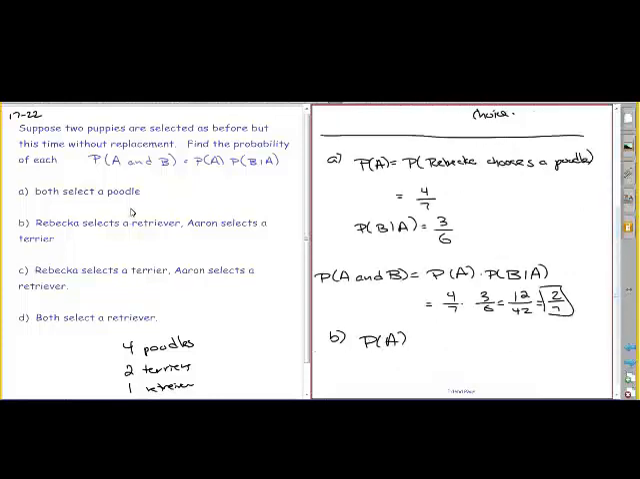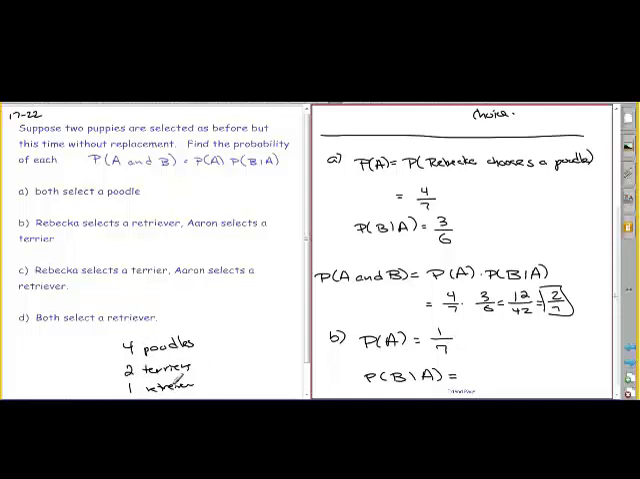So to do the second one, what's the probability of Rebecca picking a retriever? What did we do? We looked at how many poodles we had divided by the total number of dogs. So how many retrievers do we have? 1. How many dogs do we have? We're starting over again, so 7. The probability of Aaron picking a terrier, given that Rebecca has picked a retriever.